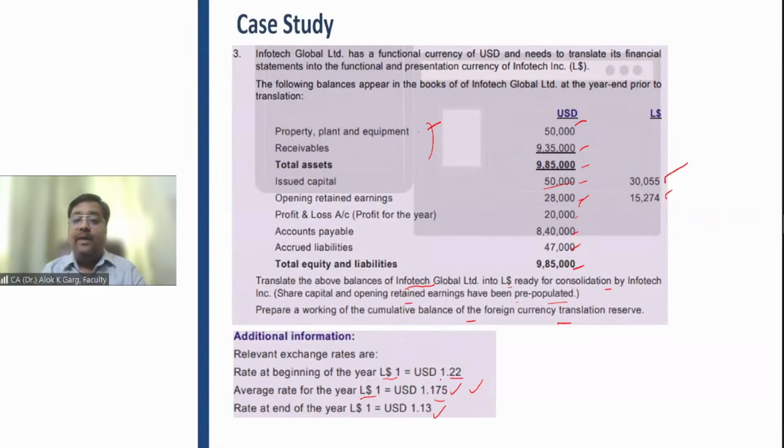And the opening retained earning is the closing value, which is already given here, 15,274, and issued capital will be at historical rate. For example, the equity has been issued 10 years back, right? And it is still the same. So it has to be at the historical rate, which is given in the question. So either in the question the historical rate will be given or the converted number will be given. Now we need to prepare the financial statement of this entity into L dollar, which should be ready for consolidation into the parent presentation currency, which is L dollar, right?